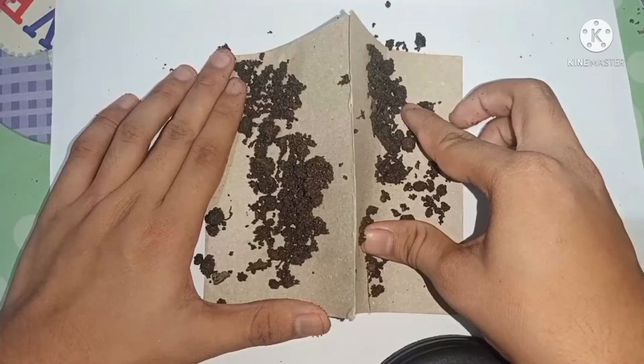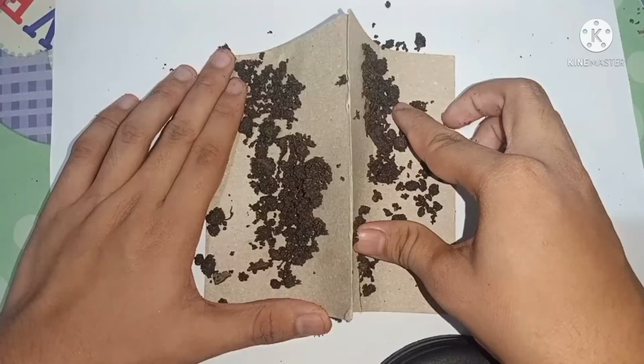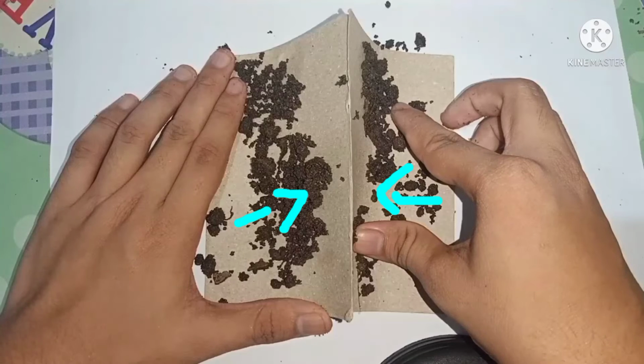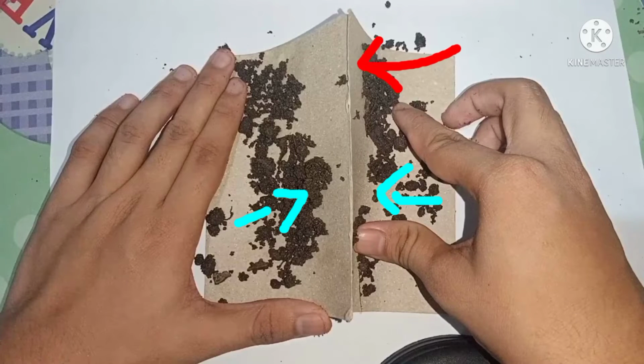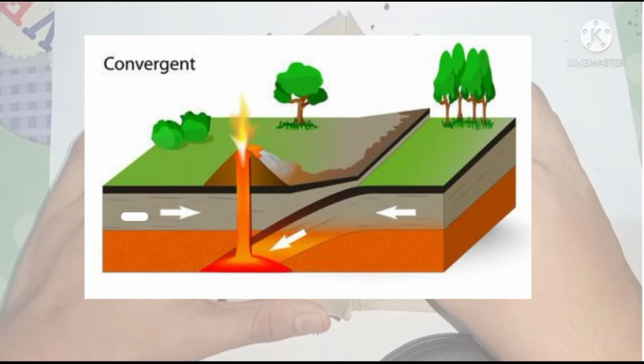While holding still, what can we observe? We can observe that as the two cardboards collide, it is slowly forming a mountain-like structure. Well, it's actually a mountain. In convergent plate boundary, two tectonic plates collide.